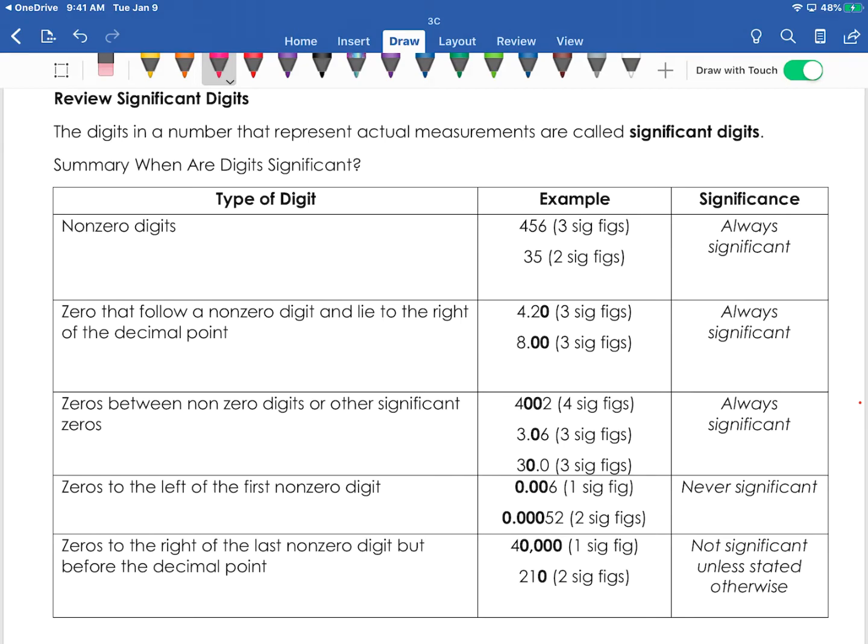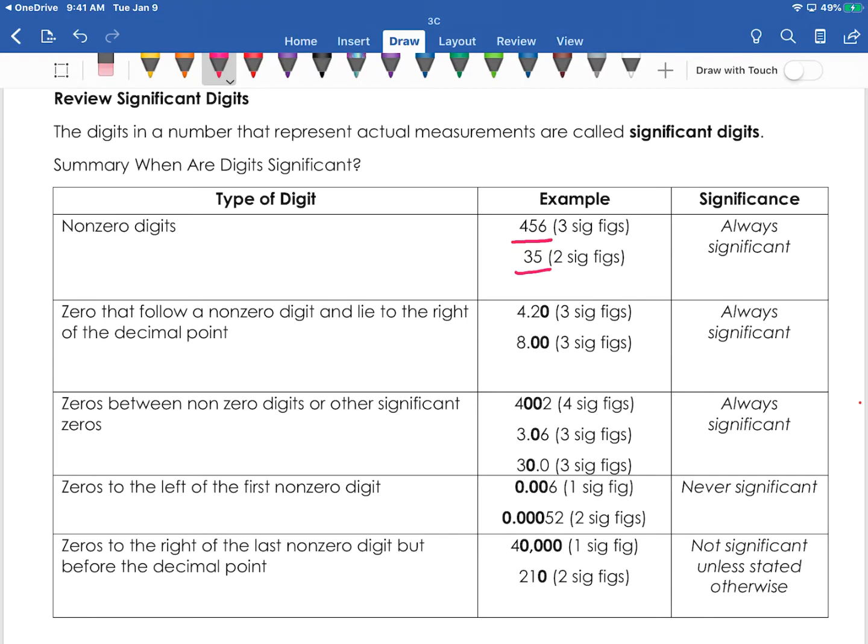Any non-zero digit is always going to be significant. So in this example here, 456, all three of those digits are significant. So we would say that that number has 3 significant digits. 35 has all non-zero digits. So both the 3 and the 5 are considered significant and they represent some measurement. So in that example, 35 has 2 significant digits. The tricky part with the significant digit rules comes into play when you're trying to decide whether or not a 0 is significant or not.